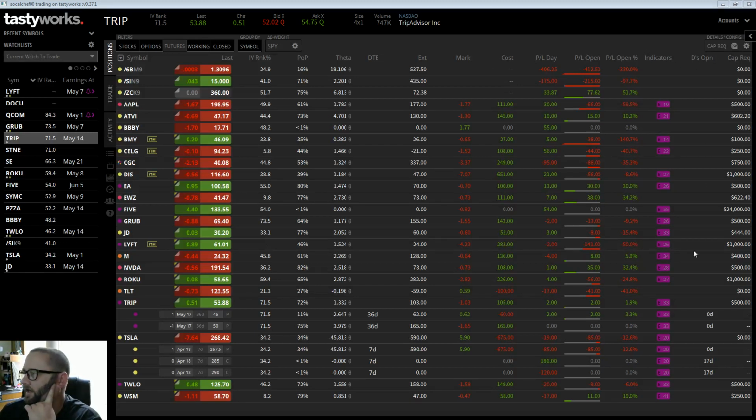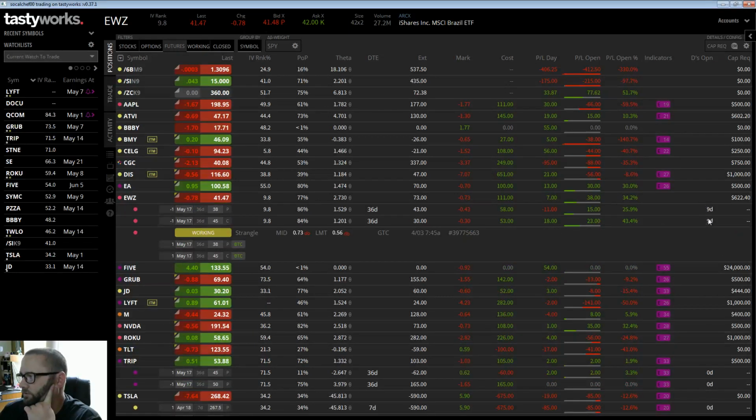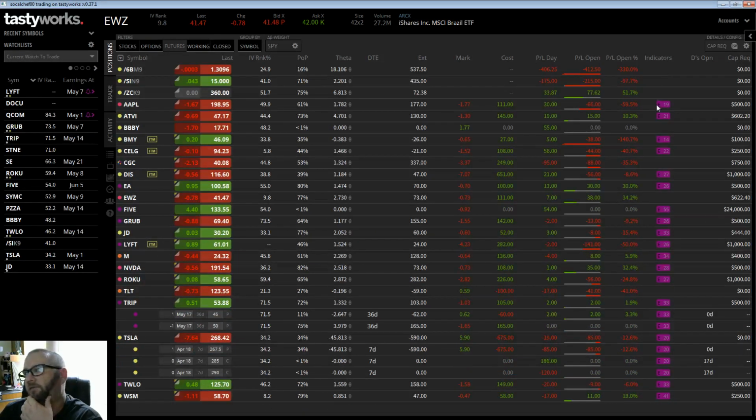Okay, and that is all blank unless you have it drop down. Then it'll tell you, I've been in EWZ Strangle for 9 days now. Indicators I have on just so I can keep track of how close earnings are getting or dividends. And then I have percent P&L open, which will tell me the current percent P&L that I'm at, and that's what I pay attention to.